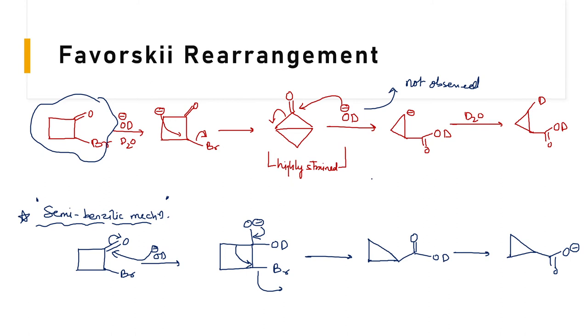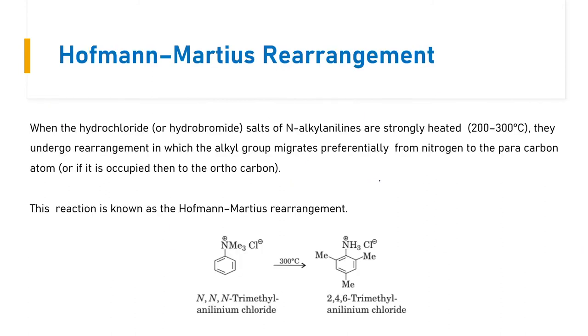Okay? Let's move on to the next one, which is known as the Hofmann-Martius rearrangement. The Hofmann-Martius rearrangement is that if you are taking the hydrochloride of a quaternary ammonium salt of an aromatic aniline, after exhaustive methylation, you have created this. So how might you have created this? You have taken aniline and continuously reacted it with CH3Cl.